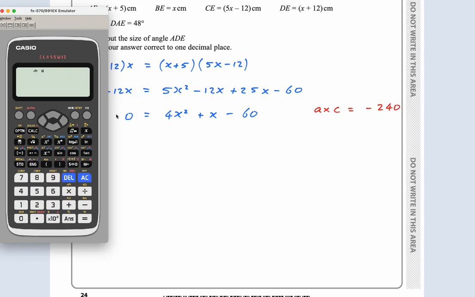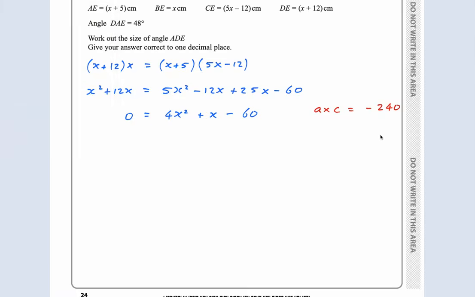Maybe 20, maybe 15. Guys, what is 240 divided by 15? It is 16. Okay, right. So the factors are 16 and 15. So this is 16 minus 15, which gives me 4x. If in doubt, guys, you can always just use the quadratic formula if you can't factorize it.